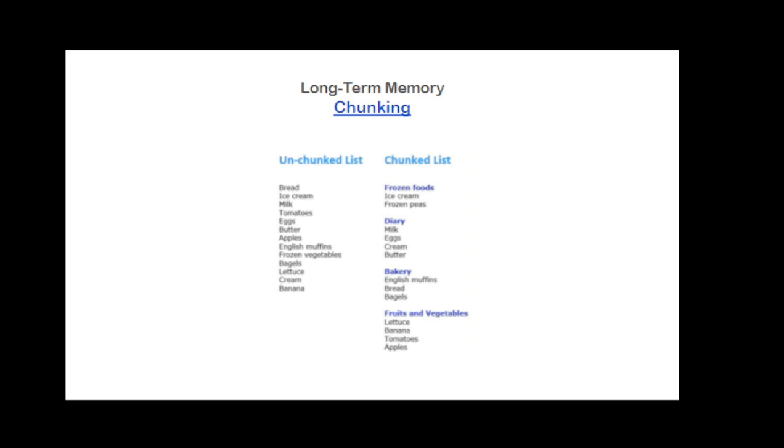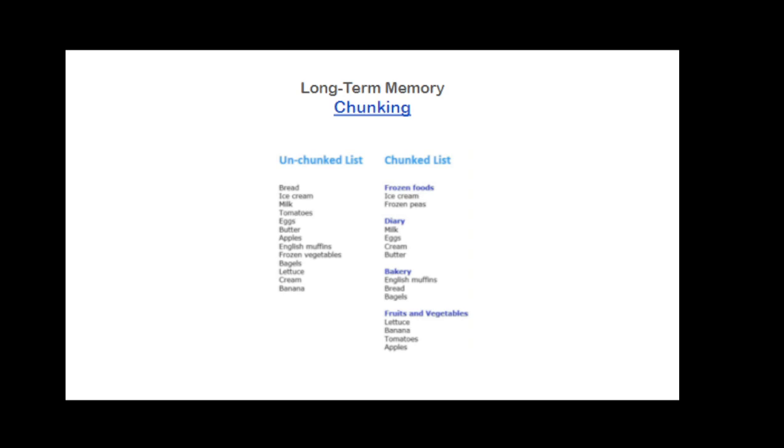So the list on the left side has basically different words like bread, ice cream, milk, tomatoes, eggs, butter, apples, etc. And the list on the right side has the same words, but organized in categories. Like in frozen foods, we have ice cream and frozen peas. Then below that we have dairy, and in dairy we have milk, eggs, cream, butter. Below that is bakery, which includes English muffins, bread, bagels, etc. Below that is fruits and vegetables.